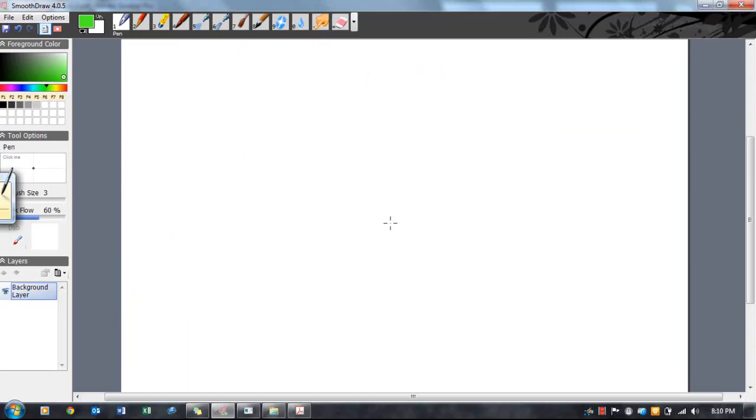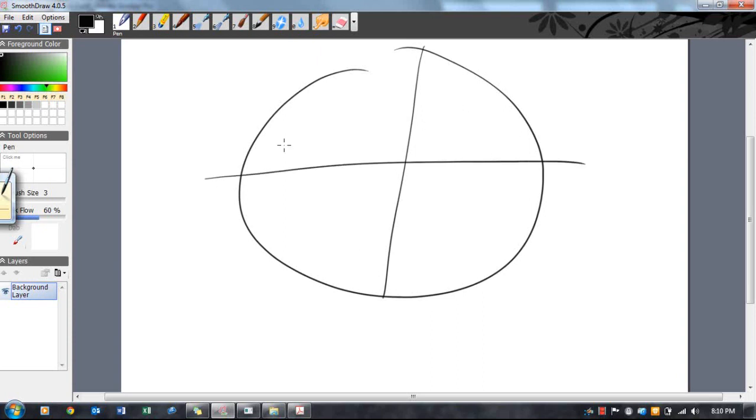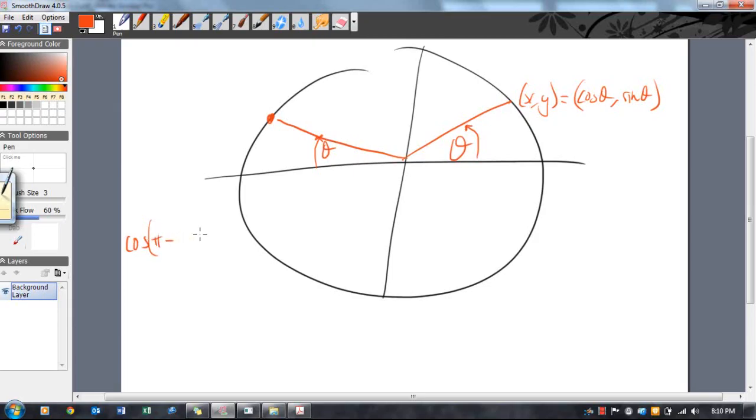There are so many more. Just for interest's sake, what happens at 180 degrees? If you've got angle theta there, what happens if you've got angle theta there? So that's x, y equals cos theta, sine theta. What about this point here? What is cos of 180 minus theta equal to? What's sine of 180 minus theta equal to?